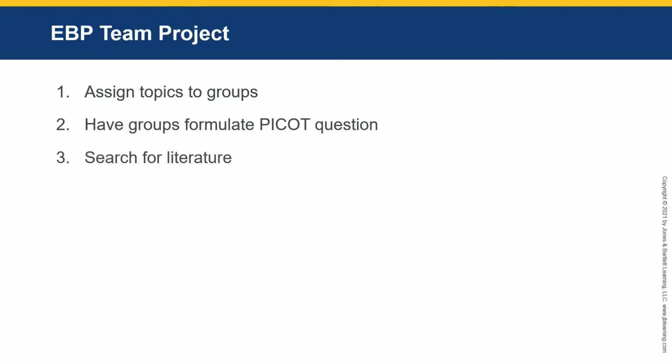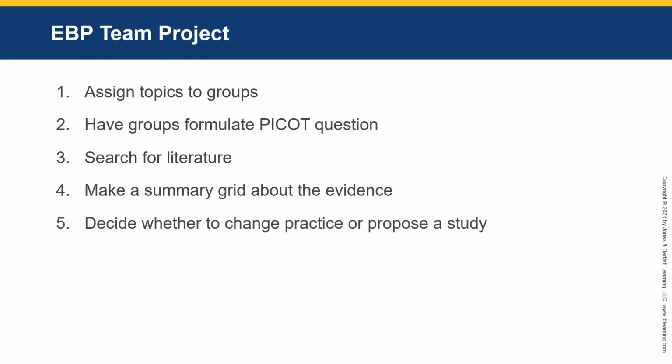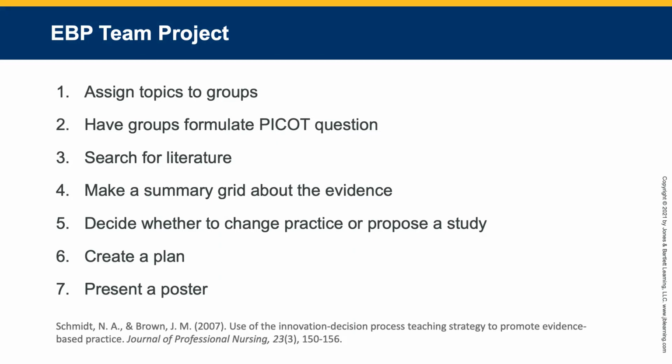Okay, so just to remind you of the EBP Team Project assignment, it begins by assigning topics to groups and then having them formulate a PICO question, a search for literature, and then they use that evidence to make a summary grid. And then they decide whether or not to change practice or whether more research is needed. They create a plan, and then they also present a poster. You can find more information about this assignment in that article cited at the bottom from 2007, but really everything you want to know is here because I've got the more updated version.